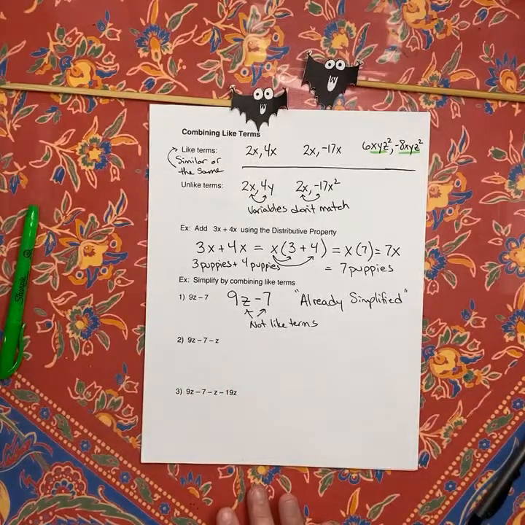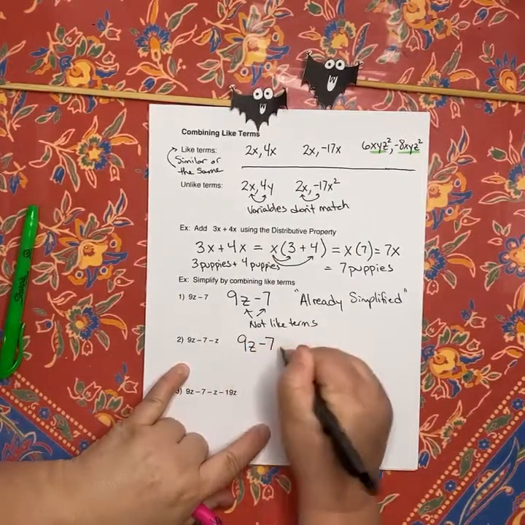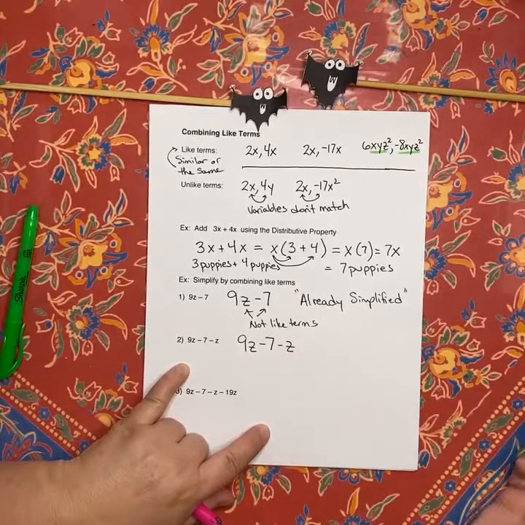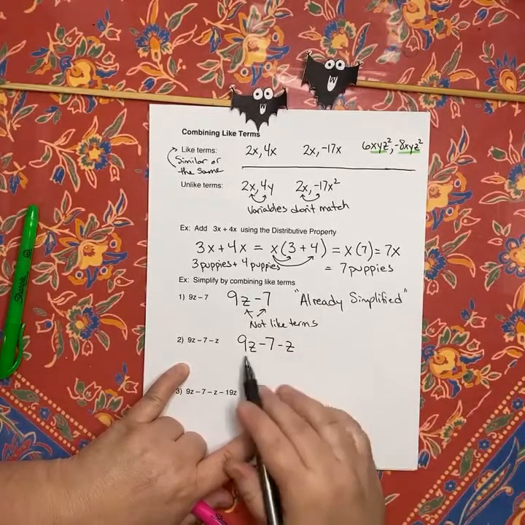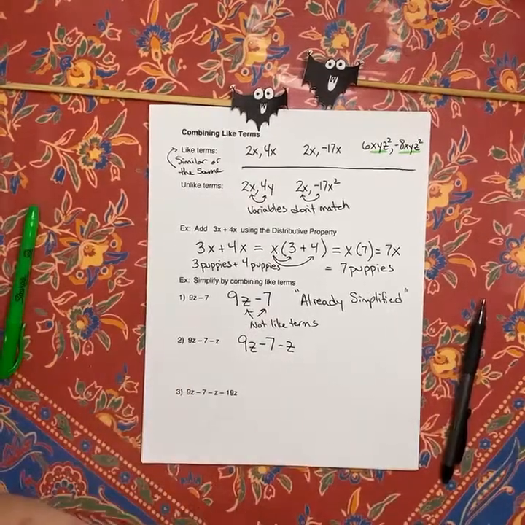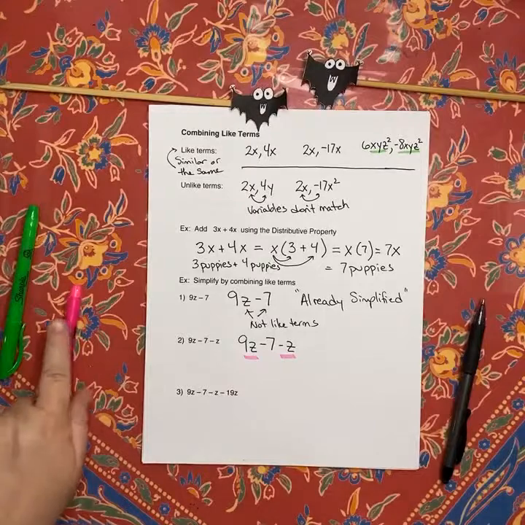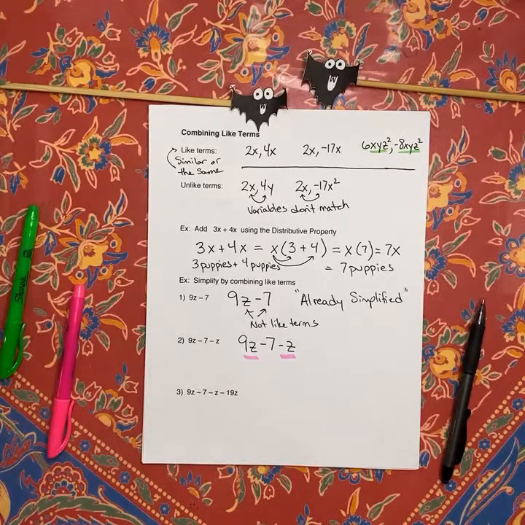This one's a little more complicated. Let me write it big. I got 9z minus 7 minus z. Whoa, quite a lot going on. 3 terms, right? And I see a z here and a z here. And then I happen to remember there was something about a commutative property.